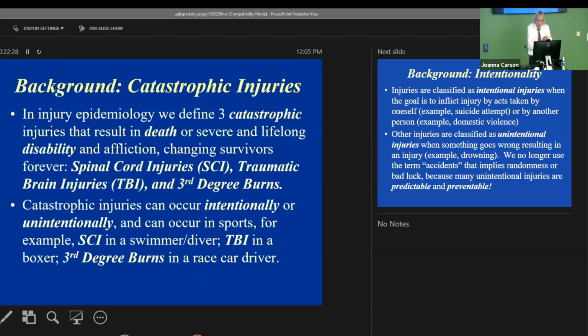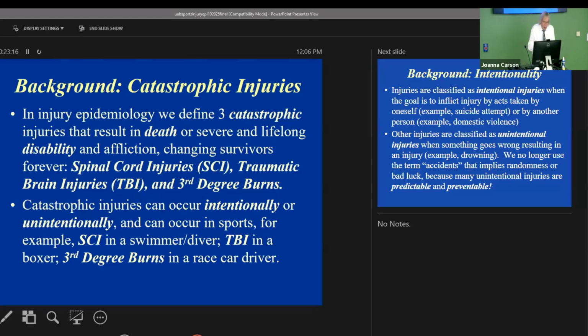Other background, and this is all leading up to eventually we will get to sports injuries. Catastrophic injuries. Catastrophic from the term catastrophe, which if you look up in Webster's dictionary, kind of a major problem or major issue, like you might say a flood is a catastrophe because everyone is hurt or things die. Catastrophic injuries, again among injury epi folks talking to one another, what they mean is one of these three. Spinal cord injuries. Depending upon the level of your spinal cord injury, effects are variant. Traumatic brain injuries to the head, and third-degree burns.